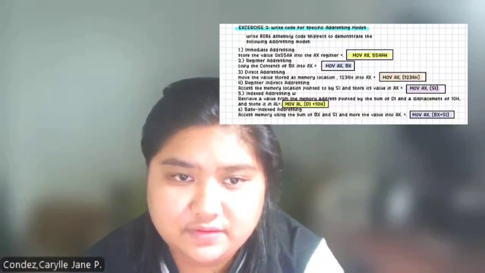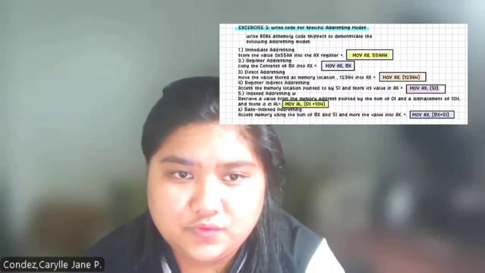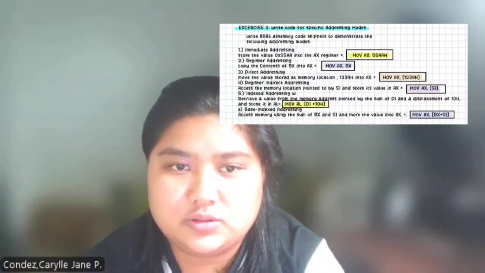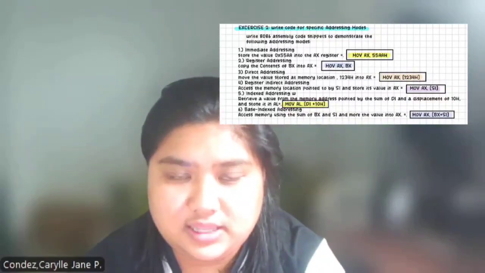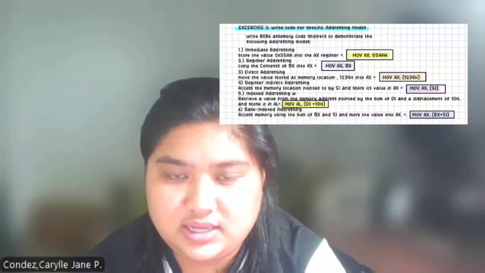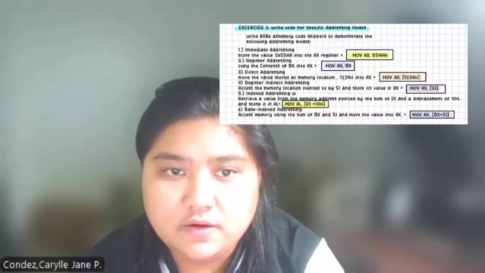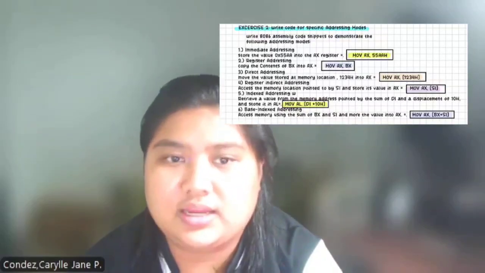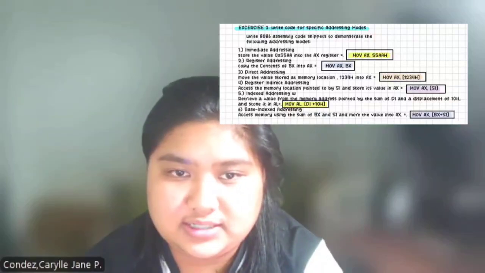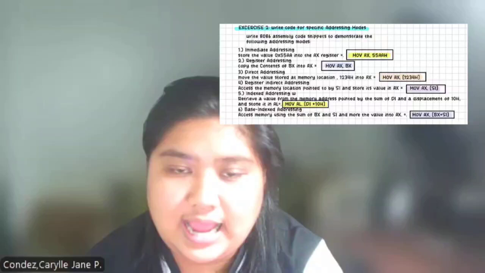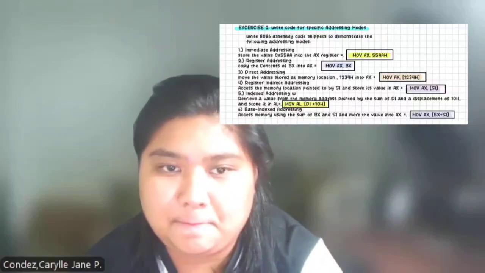For number five, move AL, open close bracket DI plus 10H. So we add DI plus a displacement. So this is an index move. For number six, the base index addressing. So move AX, open close bracket BX plus SI. So the final memory address is formed by adding BX and SI.